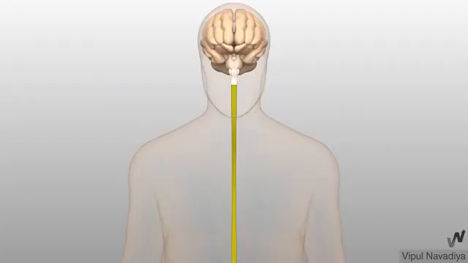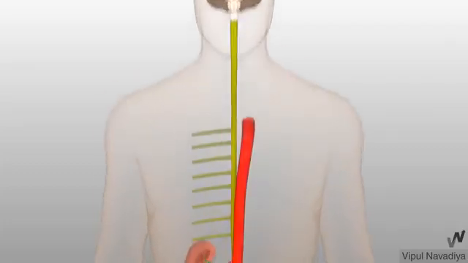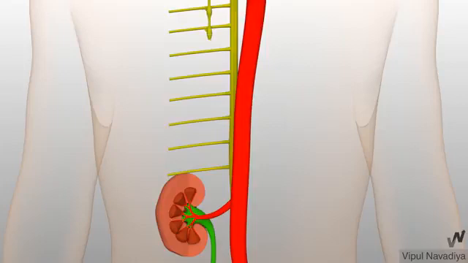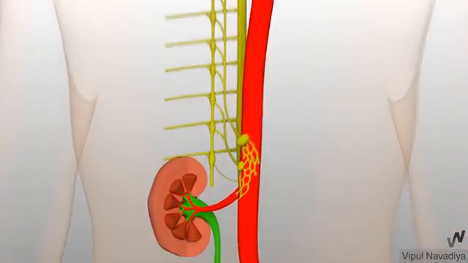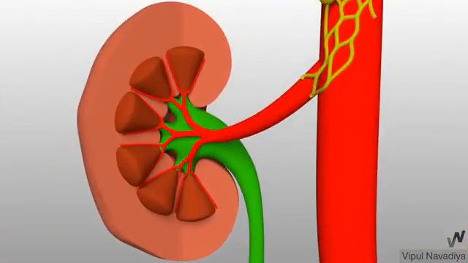Now nerve supply. Kidneys receive only sympathetic nerves. There is no parasympathetic innervation. Sympathetic fibers come from thoracolumbar outflow. From there they pass through various plexuses and ganglia and form renal plexus near renal artery. Finally, fibers from renal plexus innervate kidney. These fibers run along the arteries.